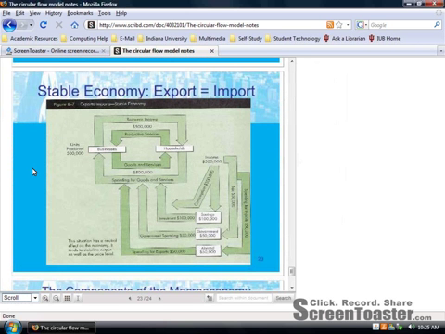Stable economy, exports equal imports. Here's the diagram of that. Take a second.